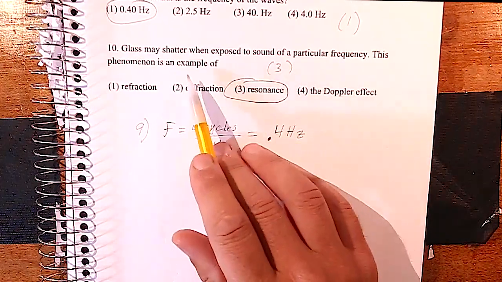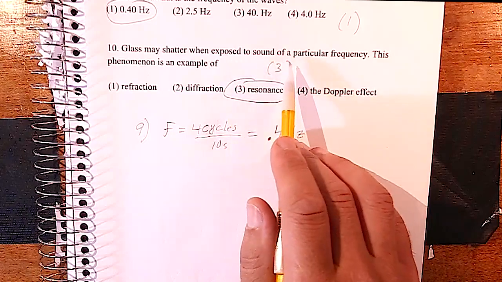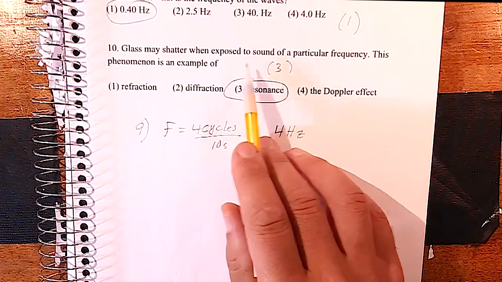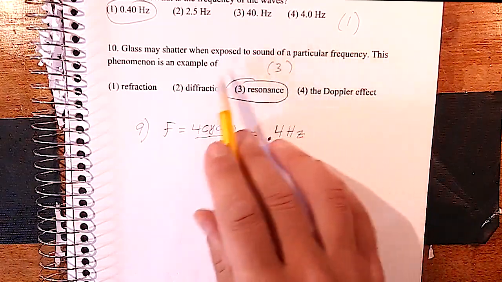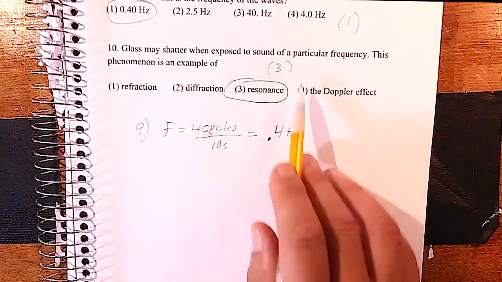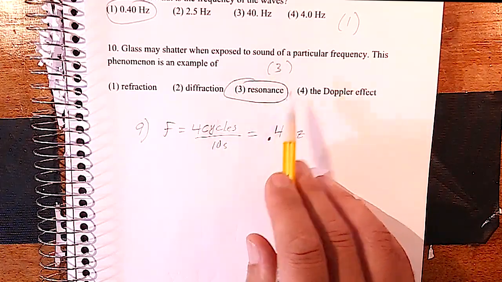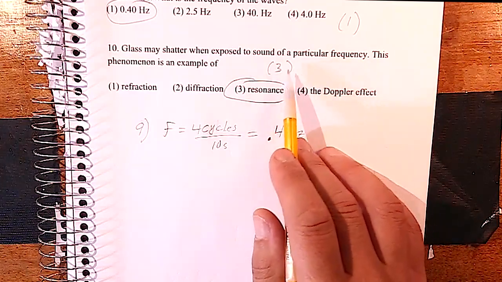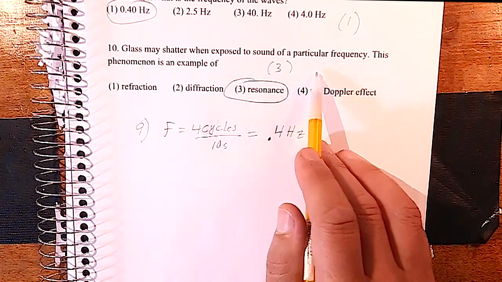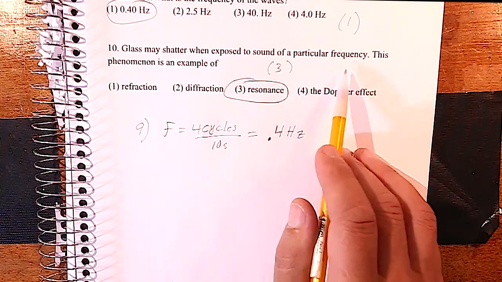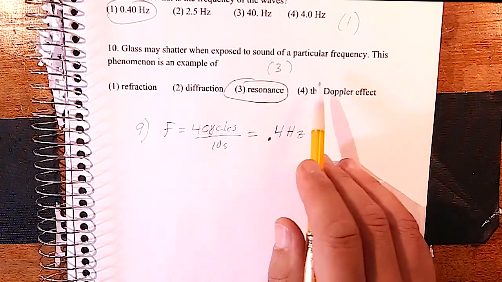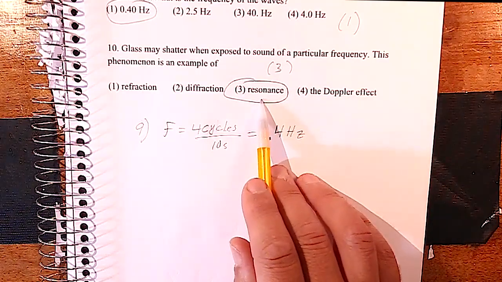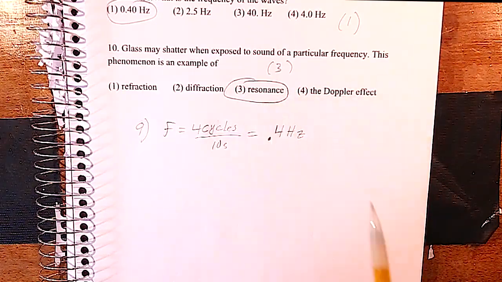And then glass shattered exposed to a sound of a particular frequency. This also is a question that belongs in waves part 2. We'll get into this, so you shouldn't have to know this yet in this part. But for now, when you take a wine glass and expose it to the same natural frequency as the wine glass, it will start to vibrate and actually break. And this phenomenon, you need to memorize this. There's no other way to know it. It's called resonance.